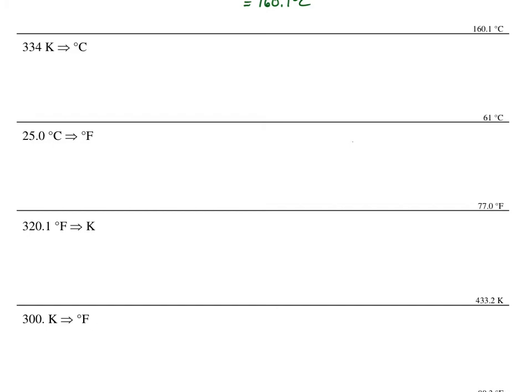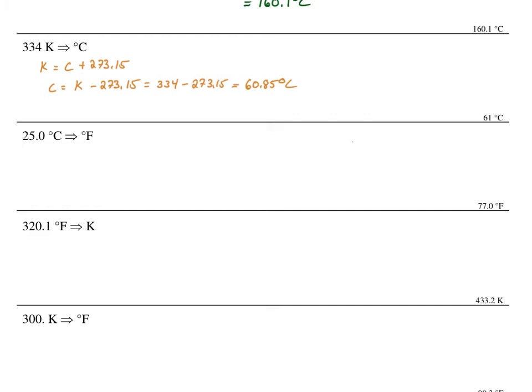Conversion between Kelvin and Celsius. The Kelvin temperature is going to be equal to the Celsius temperature plus 273.15. So if we wanted to solve for the Celsius temperature, we would take the Kelvin temperature and subtract 273.15. Substitute in our values. Get our calculator answer. And now worry about our sig figs.